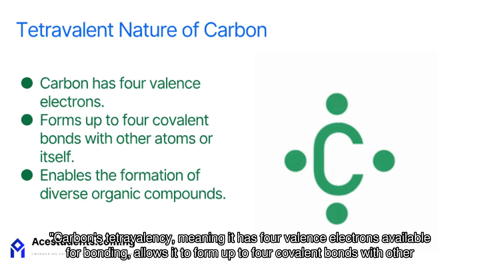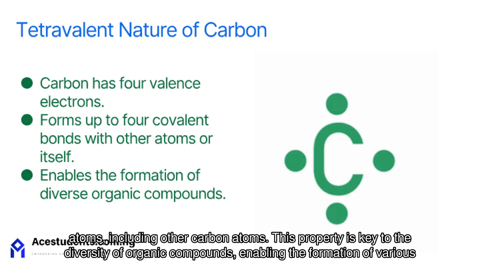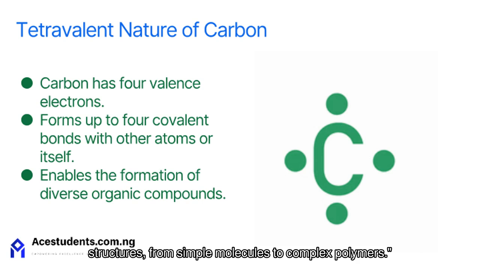Carbon's tetravalency, meaning it has 4 valence electrons available for bonding, allows it to form up to 4 covalent bonds with other atoms, including other carbon atoms. This property is key to the diversity of organic compounds, enabling the formation of various structures, from simple molecules to complex polymers.